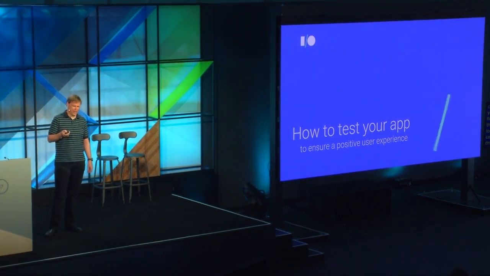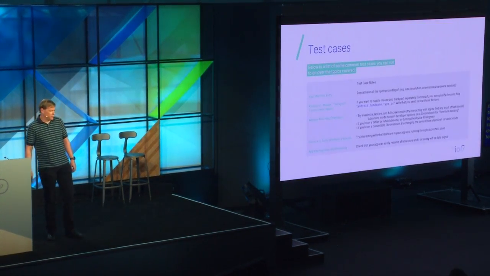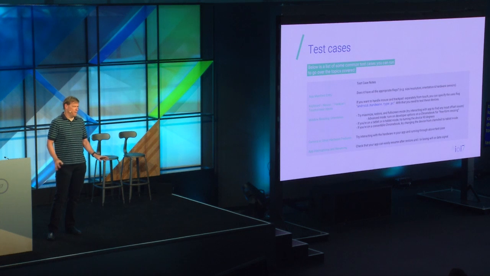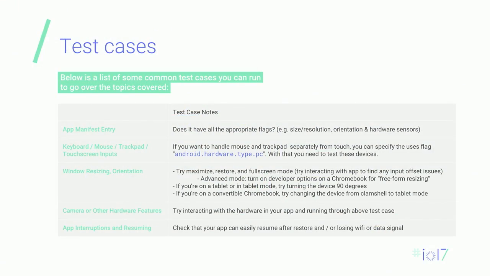So this brings me now to the last paragraph, how to test your application to ensure positive user experience. First off, you should definitely make sure that all your manifest files are in order. Which means check that you are specifying the orientation you want to use, the size you want to use, add the meta flags if you want to use them, and check that the min width, max width, and all these kind of things are actually specified properly. If you are interested in the special events, use Android hardware type PC, which will definitely give you all the events.